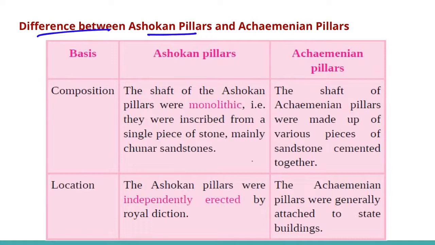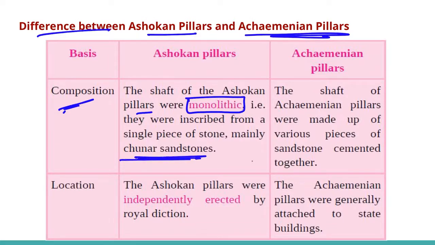Difference between Ashokan pillars and Achaemenian pillars. The shaft of Ashokan pillars was monolithic, that is, a single piece of stone was used for the entire pillar, and the stone mainly used was Chunar sandstone. The Achaemenian pillar was composed of various pieces of stone cemented together. Ashokan pillars were independently erected by royal diktat, while Achaemenian pillars were generally attached to state buildings.